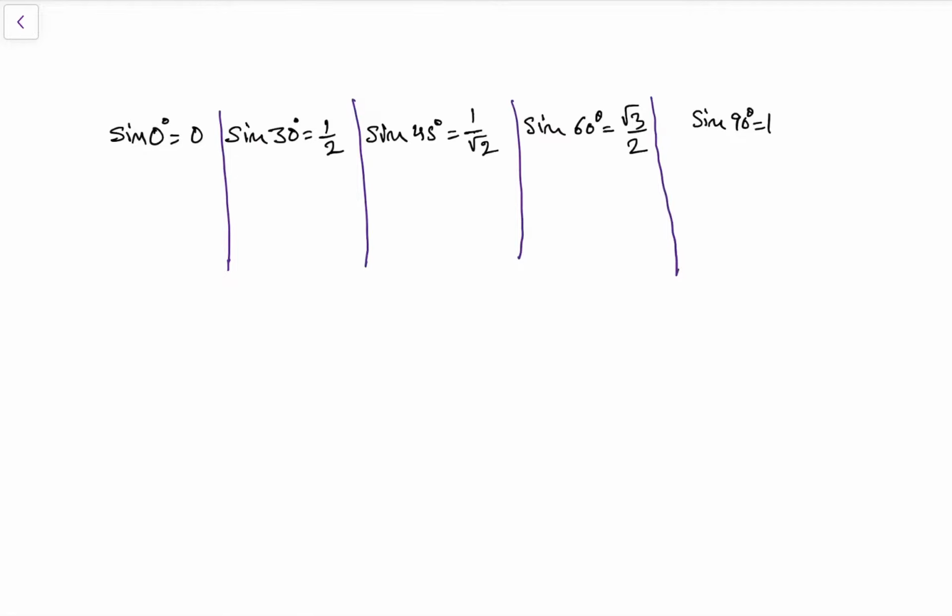We already know that sin 0 degree is 0, sin 30 degree is 1 by 2, sin 45 degree is 1 by square root 2, and so on. Let us see if we find some pattern here.